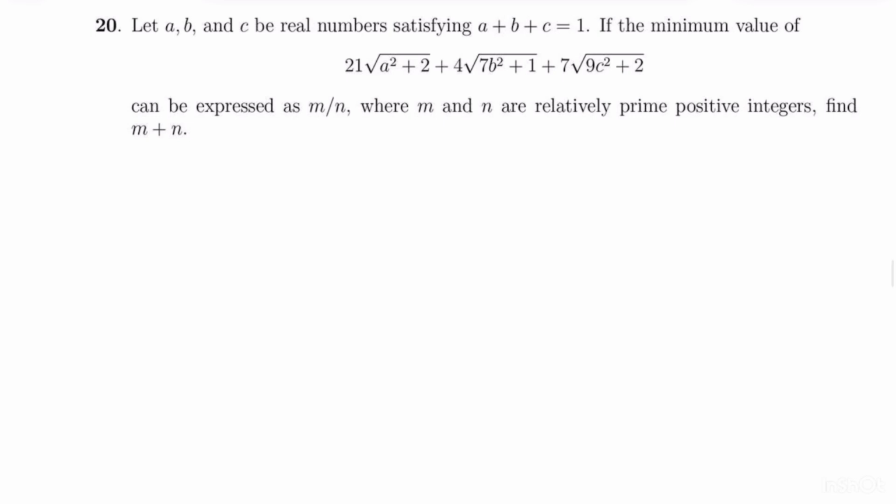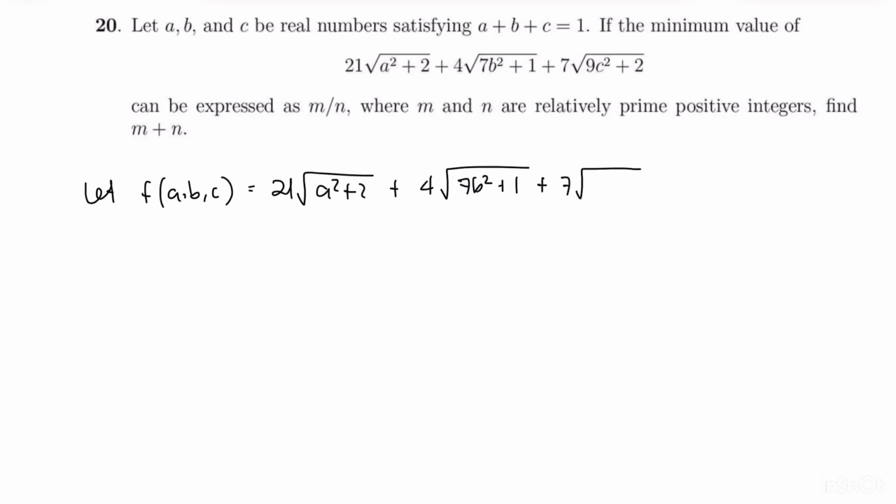I'm going to set up first. So let f of a, b, and c, so it has inputs of a, b, and c, be equal to the expression given, 4 times the square root of 7b squared plus 1 plus 7 times the square root of 9c squared plus 2. Now it has a constraint, so I'm going to let g with inputs a, b, and c also be equal to a plus b plus c minus 1, which is equal to 0, because a plus b plus c is 1.